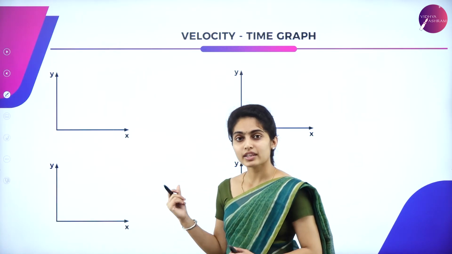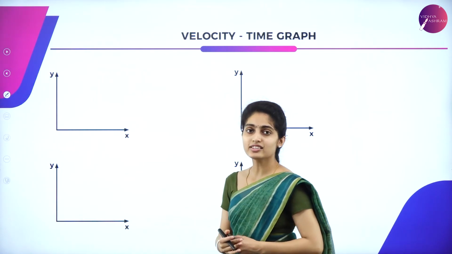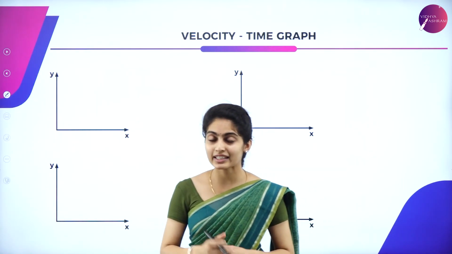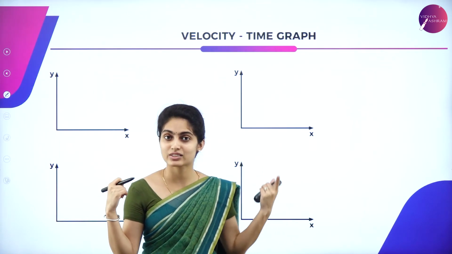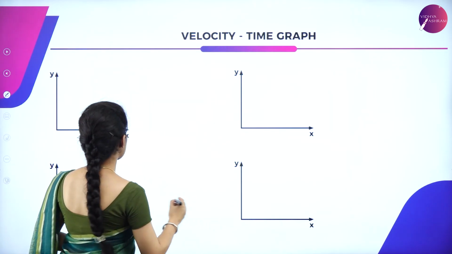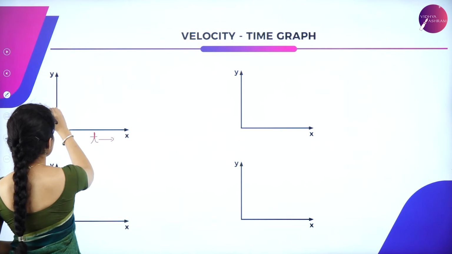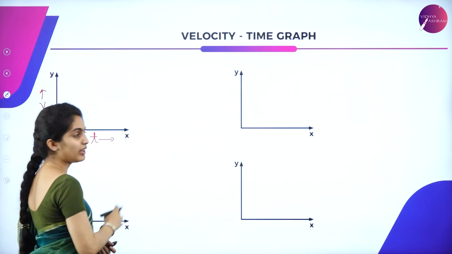Now there is something that represents the displacement of the body. So here it is the velocity time graph. Again, there are two domains, that is velocity as well as time, and time is always taken in terms of the x-axis. So I can replace my x-axis by time, and y is nothing but velocity, which is denoted by v.